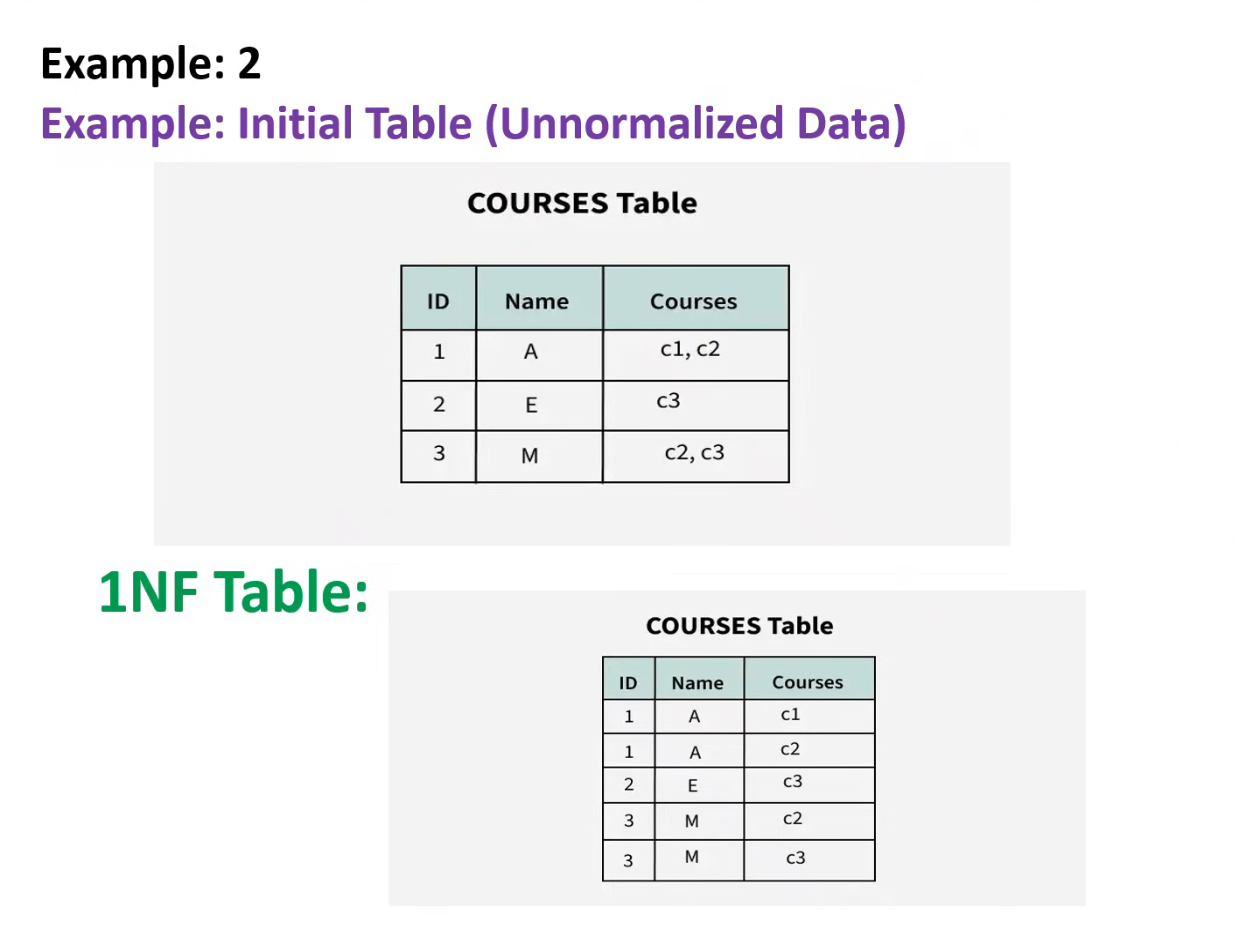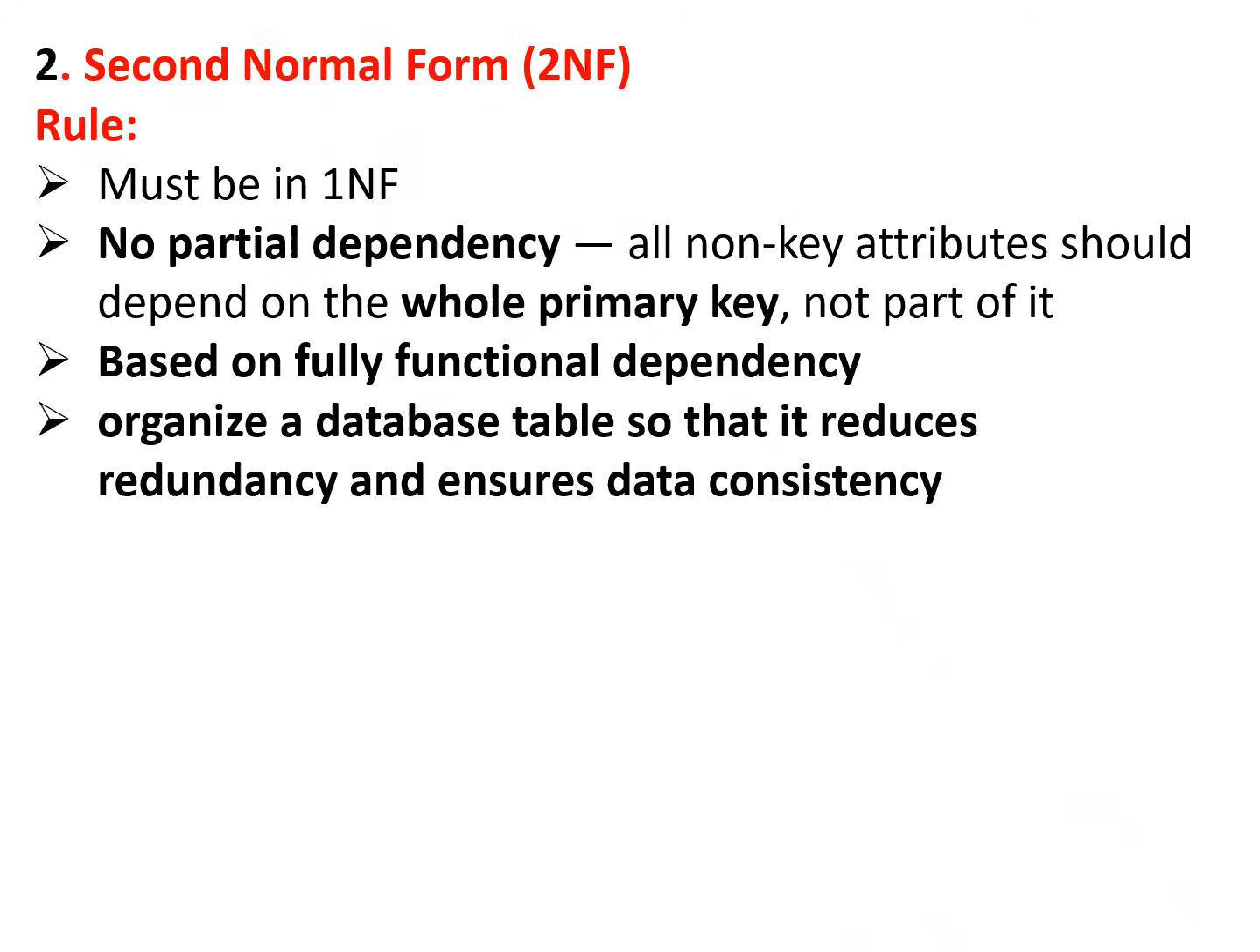Here is another example. The initial table is unnormalized data. We have to split it into n number of rows, which means we have to ensure that there are no repeating groups. So we have divided it: ID 1 with name A and course C1, the same ID 1 with name A and course C2, and so on. The next normal form is second normal form.